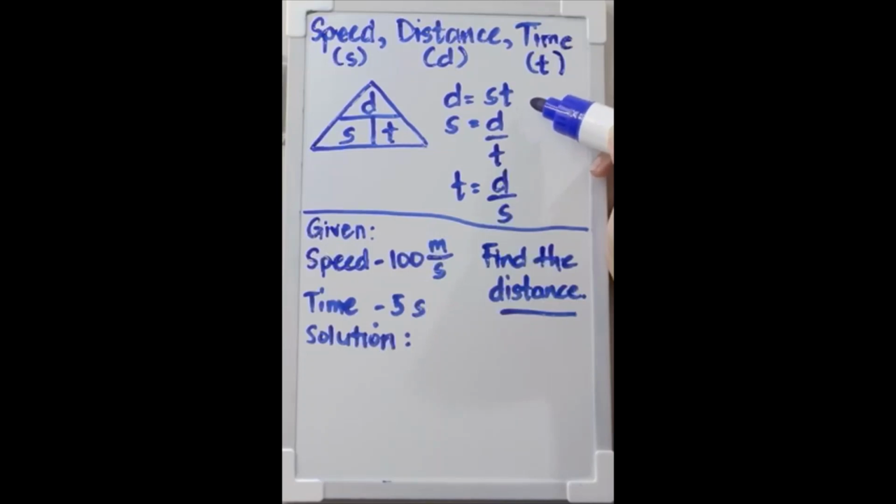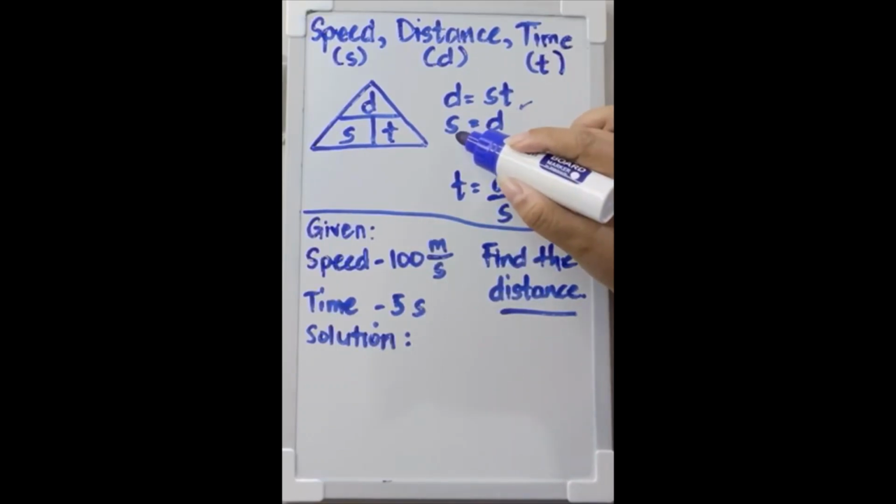So we will have the distance equation equal to, if we look at the triangle, if we cover distance, we can see speed and time. So we will multiply speed and time. So the equation becomes d equals speed times time.